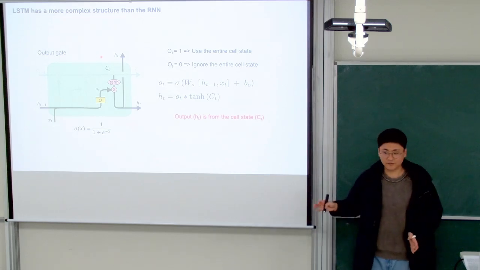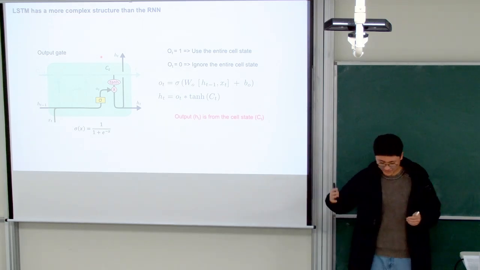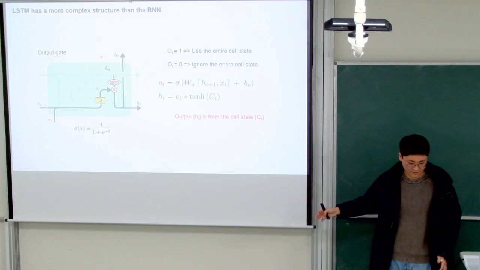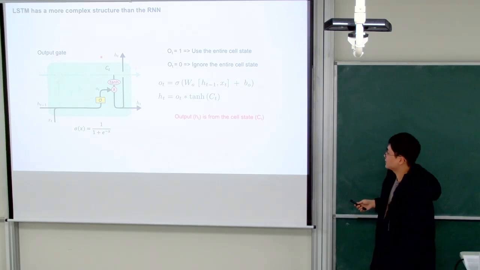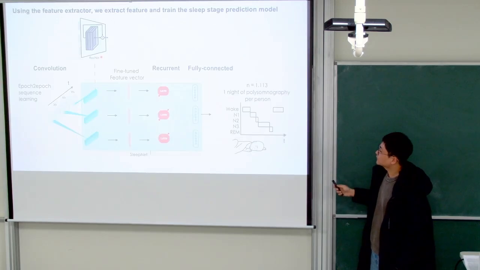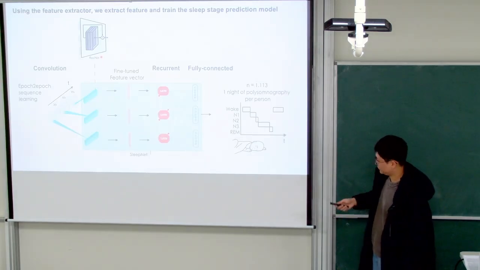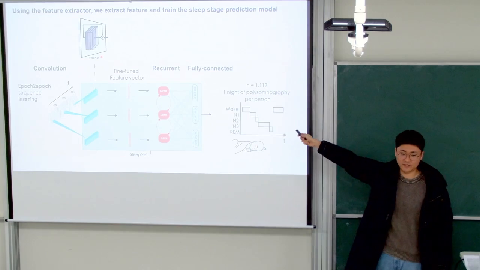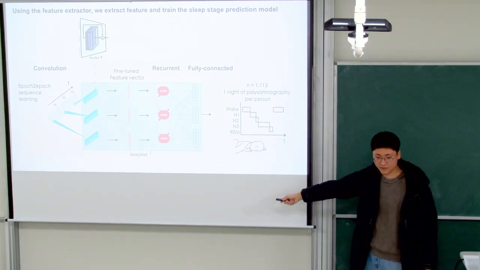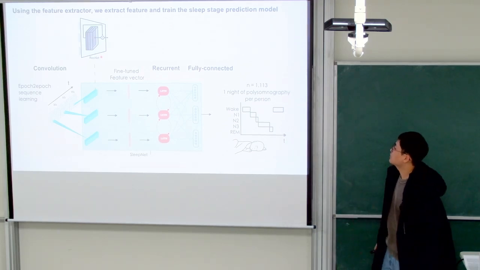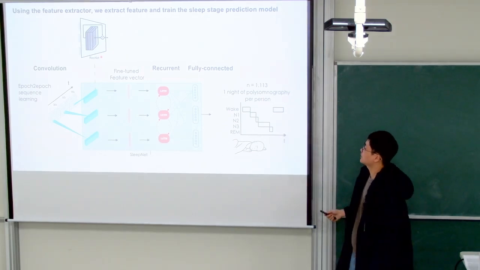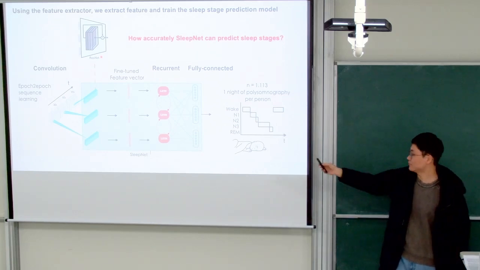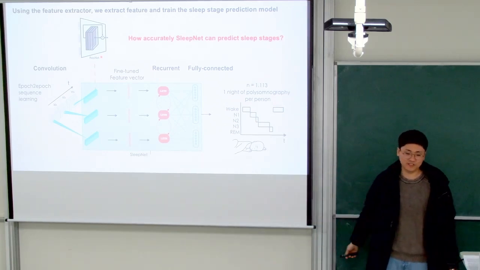Maybe there are some modifications and other versions of this LSTM, but people say this is the basic one, and let's move on. So anyway, they use this previously trained self-supervised learning model and then LSTM, and they eventually predict these six stages. Then the key question we need to ask is how accurately this model, called SlimNet, can predict these six stages.